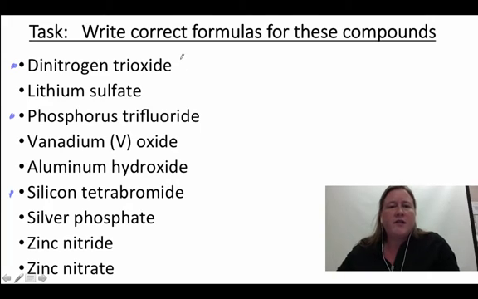So for the ones that have prefixes, I'm just going to look at the name and write the formulas according to what it says. So dinitrogen means that I have 2 nitrogens. Trioxide means 3 oxygens. So dinitrogen trioxide, N2O3.